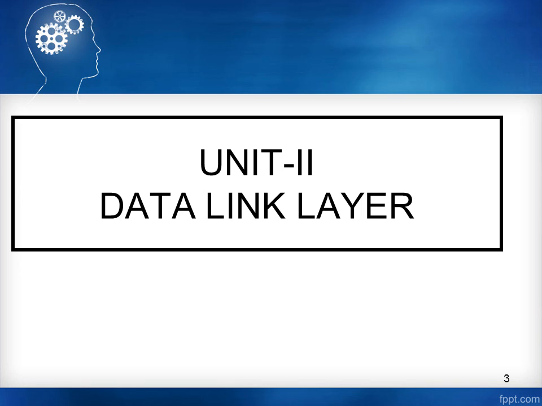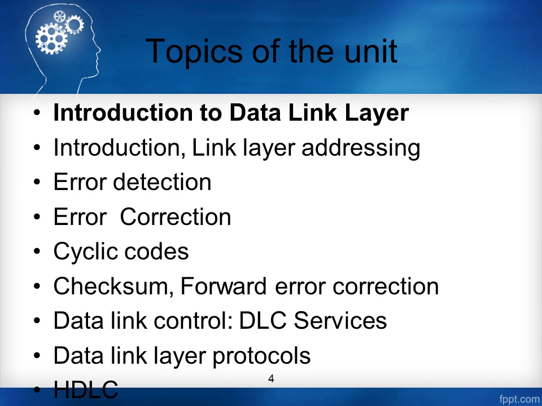Today we will discuss the second unit in the computer network, that is data link layer. These are some of the very important topics that we are going to see: the introduction to the data link layer, addressing, error detection and correction techniques, cyclic code, checksum, forward error correction, data link control, protocols and services, and other important data link protocols.